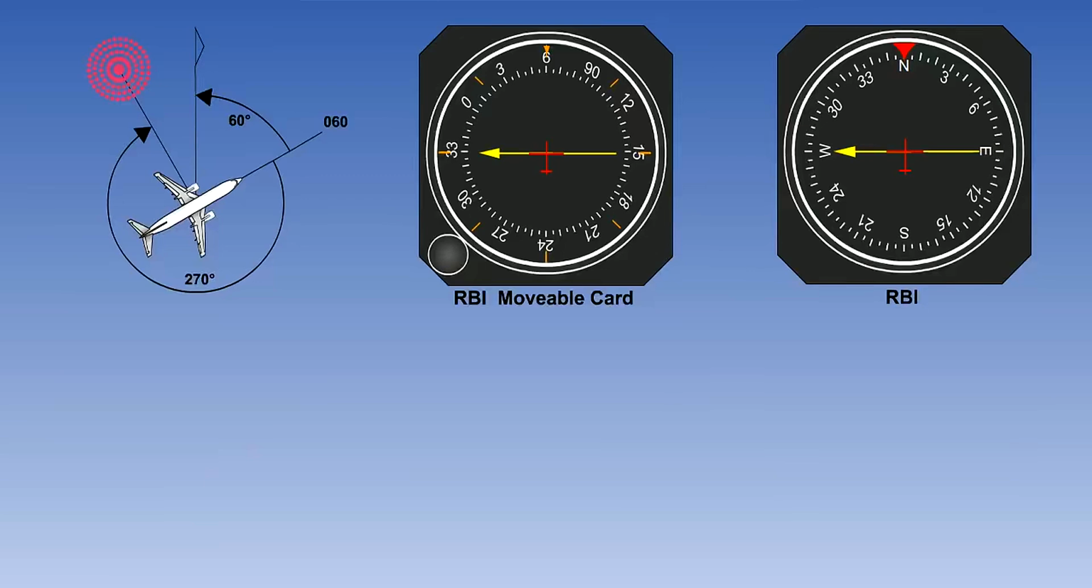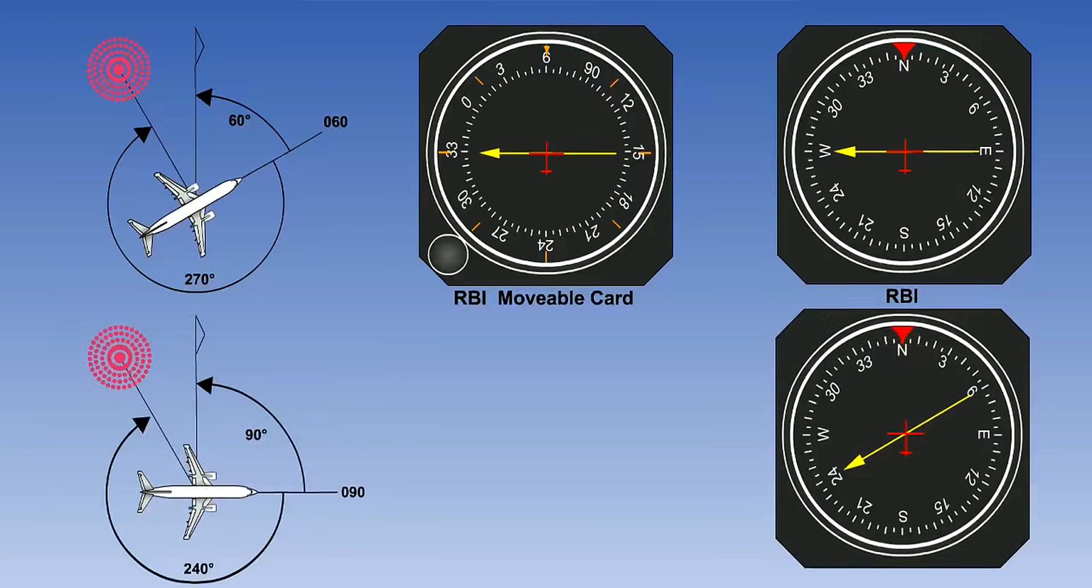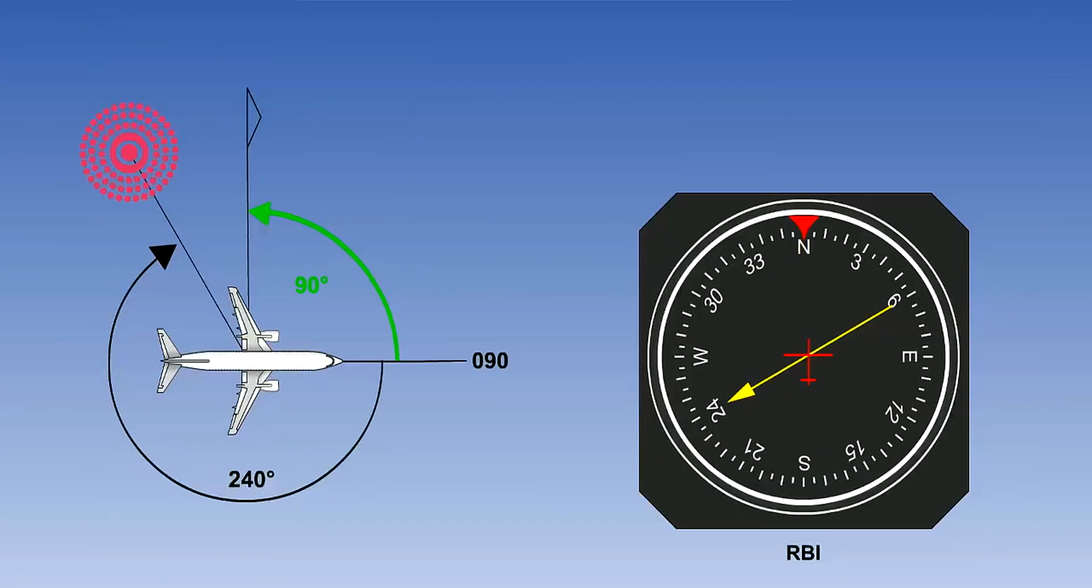The weakness of this system is that the pilot has to manually turn the card on the RBI every time his heading changes. If our pilot turns from 060 to 090 degrees, we see that the beacon now has a relative bearing of 240 degrees to the nose of the aircraft. The NDB is in the same place, it is just the aircraft heading that has changed.